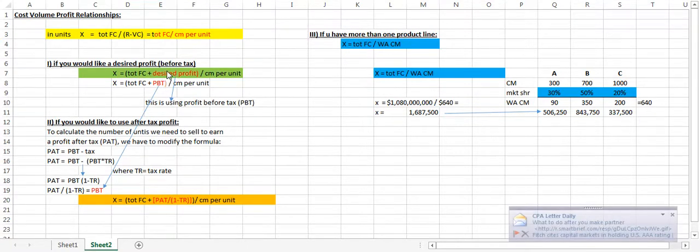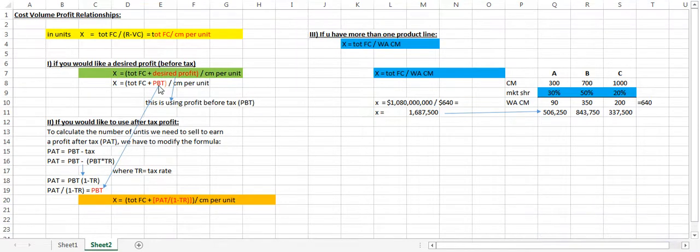Many times what we need is not a before tax profit, but instead an after tax profit. So we can restate PBT on an after-tax basis and just come up with this particular function here to come up with the number of units you need to sell to generate a profit after tax. So how do we go about that? Well, the easiest thing is just to think about what profit after tax is. Profit after tax is nothing more than profit before tax minus the tax.